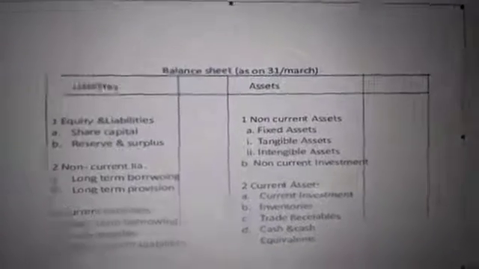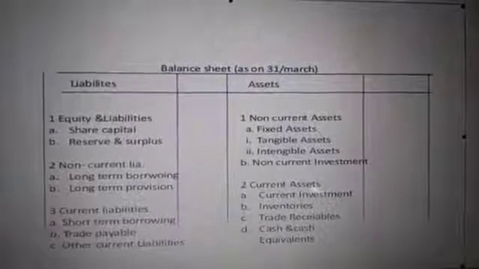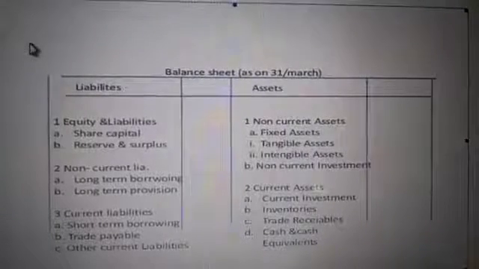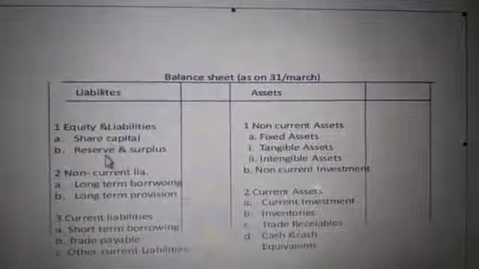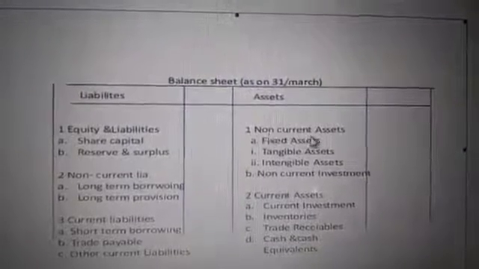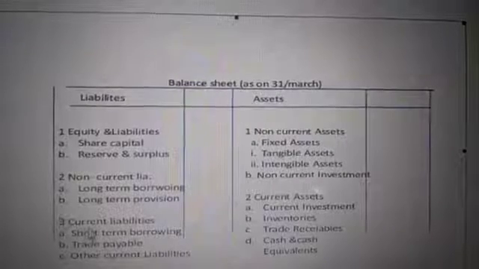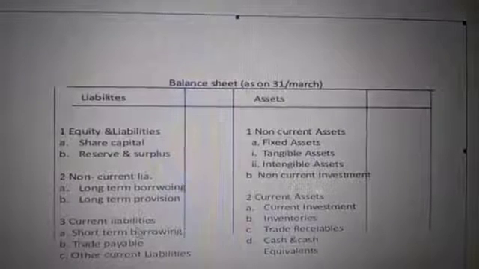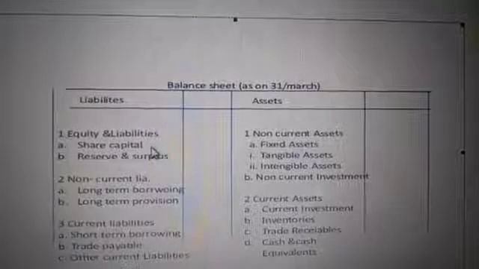Okay. So I have already shown you the balance sheet. What you have to do for finding this equity? See the pointer. This is the equity and liabilities. It includes share capital and reserve and surplus. So for finding this, what you have to do? You have to add all the non-current assets, non-current investments, and current assets minus current liabilities. So then what will come? Equity and liabilities. Clear to everyone?